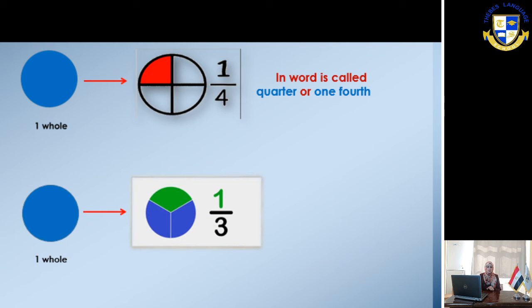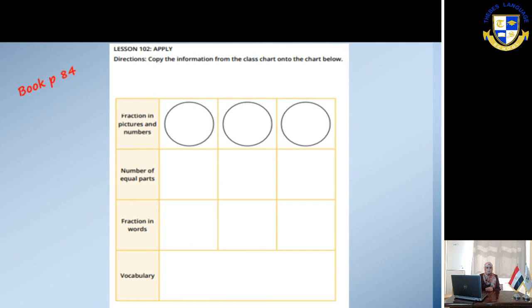Another way of drawing the whole is you can divide the circle into 3 parts. How many colored parts? Green, 1. And how many total parts? 1, 2, 3. So the fraction of the colored green part is 1 over 3. In another way, you can say it third. It can be said as third.